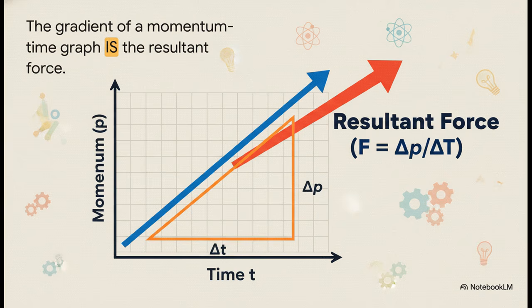And this leads perfectly into a super common graph question. The second you see a momentum time graph on your exam, your brain should scream one thing: gradient. Seriously, the steepness of that line at any point is the resultant force. That's a guaranteed mark right there.